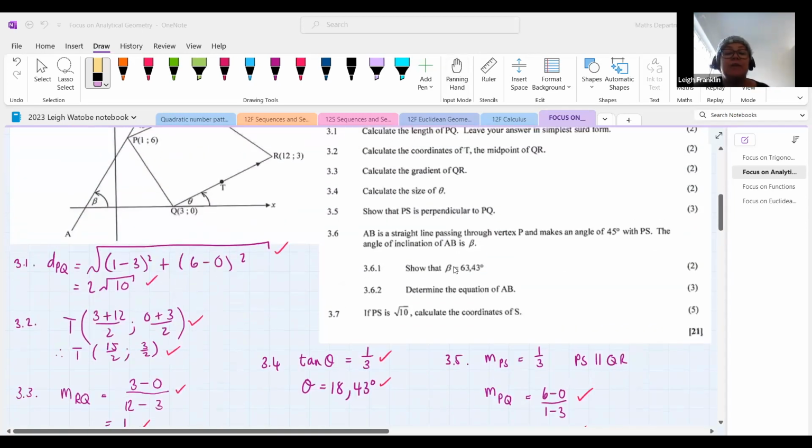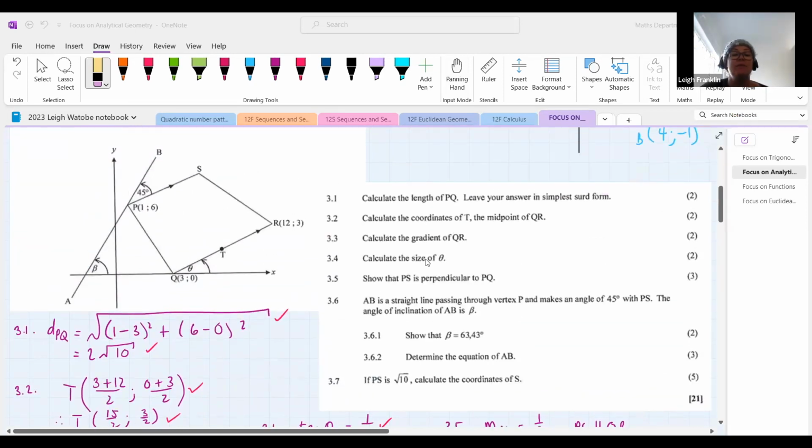Let's get into the slightly more interesting questions here. Question 3.6 tells us that AB is a straight line passing through vertex P of this trapezium, and it makes an angle of 45 degrees with PS. The angle of inclination of AB is theta. In 3.6.1, they ask us to show that beta is 63,43 degrees. Where do you think that's coming from? How do they get that beta is 63,43 degrees? Any ideas?